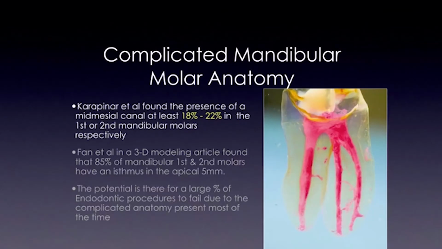To illustrate even further the importance of technology, I would like to show you a few research papers that really bring home the extent of what we are dealing with and why it is so important to embrace new technologies. In a research paper by Carpenter and Associates, they found a mid-mesial canal in the mandibular first and second molar 18 to 22% of the time. And Fan, in his 3D modeling article, found that 85% of mandibular first and second molars have an isthmus in the apical 5 millimeters. Clearly, there is a potential for a large percent of endodontic procedures to fail due to complicated anatomy present most of the time.